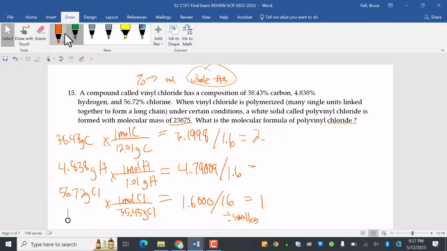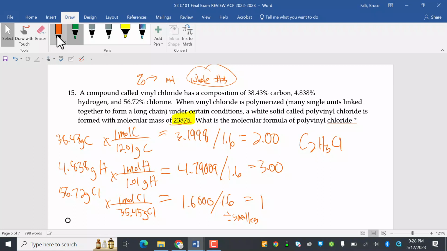Let's do these again. 3.1998 divided by 1.6 is 1.9985. When people talk about number sense, that's number sense right there. And 4.79009 divided by 1.6 is 3.00. I knew these were supposed to be simple whole number ratios, and they weren't coming out that way. That's why I went, ew, ew, ew. So the formula for this now is going to be C2H3Cl. But the molecular mass is a stinking 23,875.